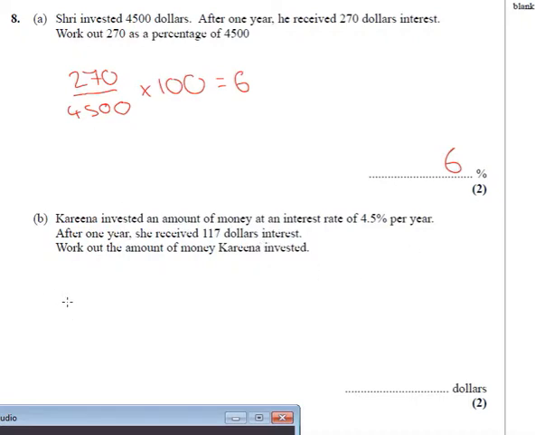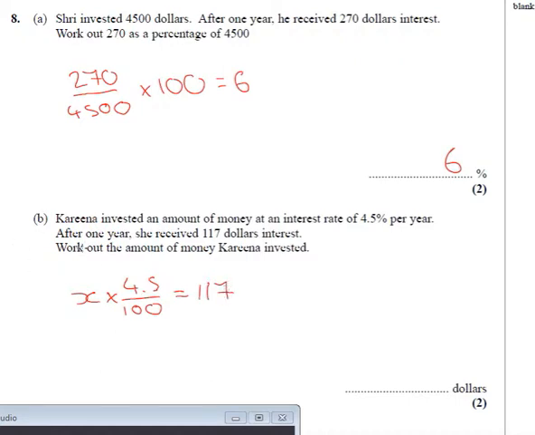So, we don't know what the amount of money is. We'll call this X. We know that she gets 4.5% interest on this. So 4.5%, as a percentage, is 4.5 over 100. And you know that 4.5% of X is 117.